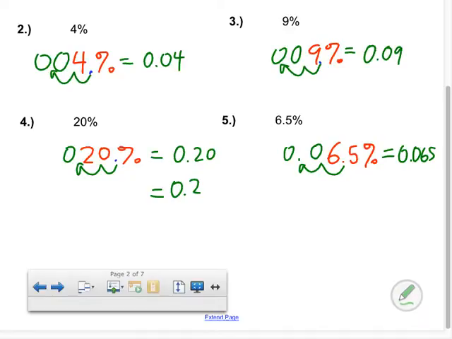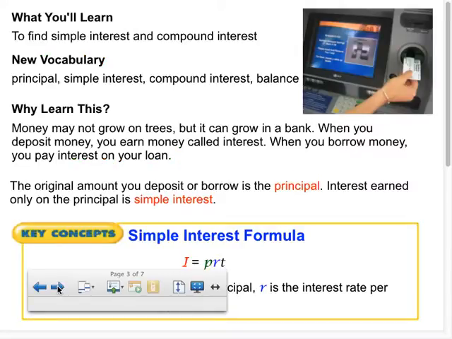All right, moving on. So let's talk about what you'll learn. To find simple interest and compound interest. New vocabulary: principal, simple interest, compound interest, and balance.